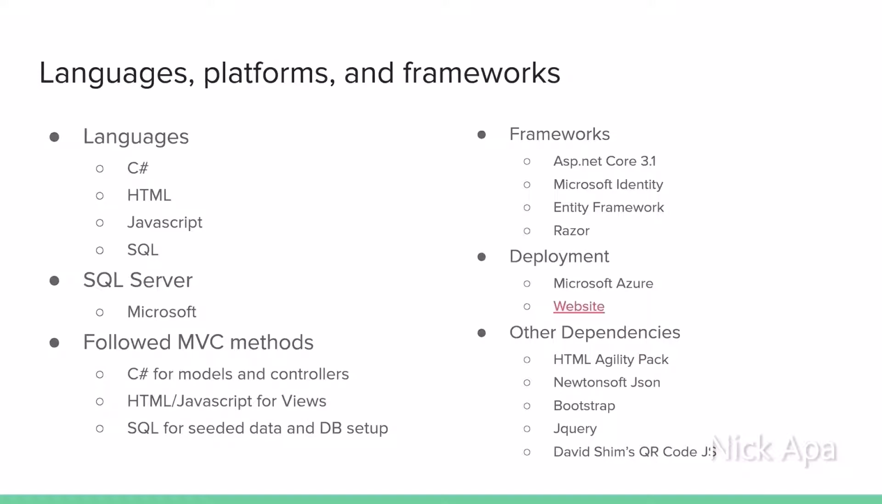Most of the website was done through Microsoft or their type of coding and just tools for developers. And then when it came to other dependencies like our APIs and other stuff we needed to make the project working the way it was, we used the HTML Agility Pack for the scrapers, Newtonsoft JSON for our JavaScript and passing information client side. We used Bootstrap for styling, jQuery also with our JavaScript, and then David Shim's QR code JavaScript for our two-factor authentication.